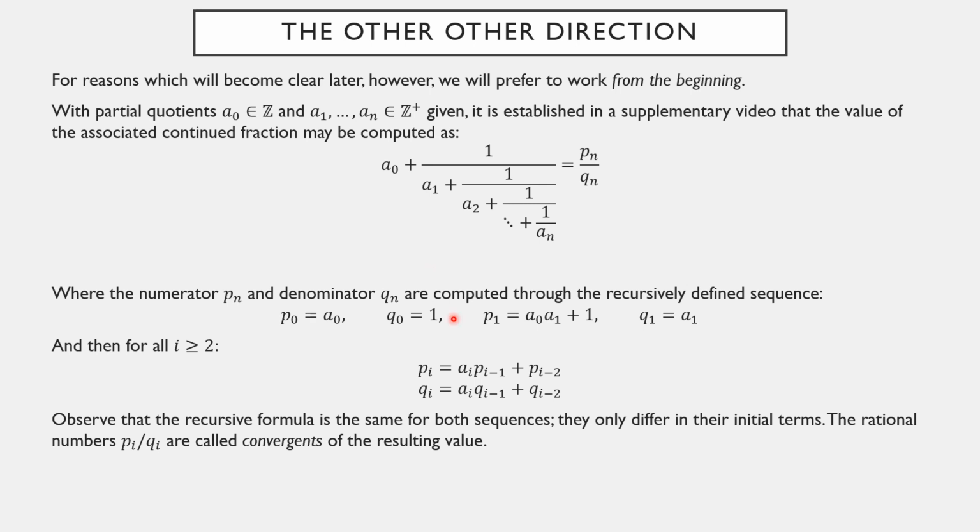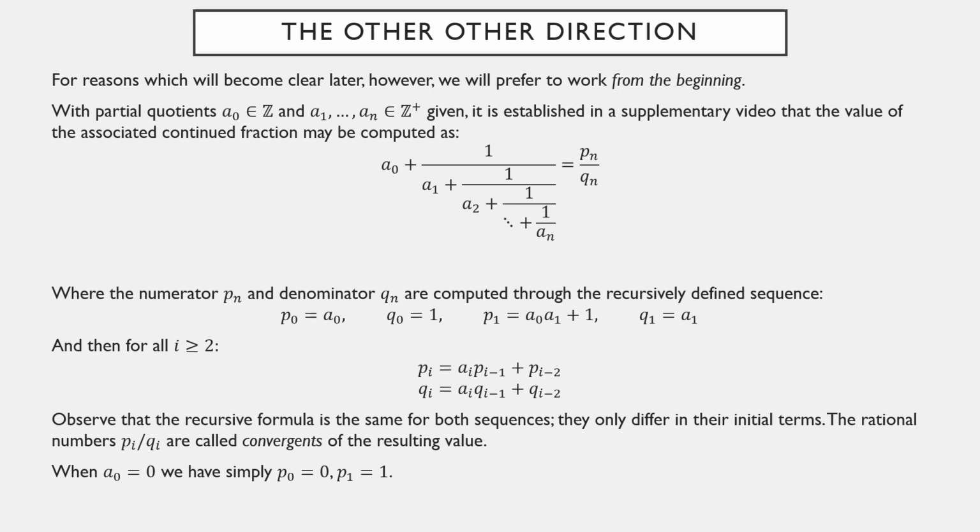Okay, so we have the same recursive formula here, where the next numerator is a partial quotient times the previous numerator plus the numerator before that, and the next denominator is a partial quotient times the previous denominator plus the denominator before that. That's the same. However, they start with different values: a0 and 1 for p0 and q0, and a0 a1 + 1 and a1 for p1 and q1, respectively. So the numbers pi over qi are called the convergents of the number you are computing.